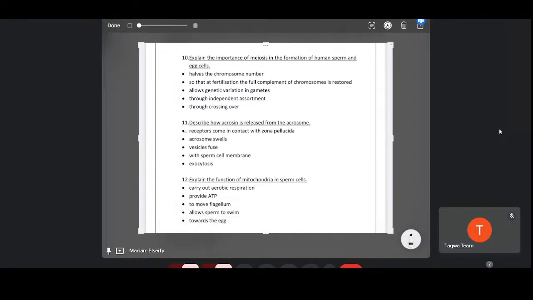So basically the receptors come in contact with the zona pellucida. The acrosome swells and then the vesicle fuses with the sperm cell membrane by exocytosis. So the acrosin is released from the acrosome. Again, how is the acrosin released from the acrosome, which is very important? Basically, the receptors come in contact with the zona pellucida, which is on the egg cell. The acrosome swells, vesicle fuses with sperm cell membrane, exocytosis.